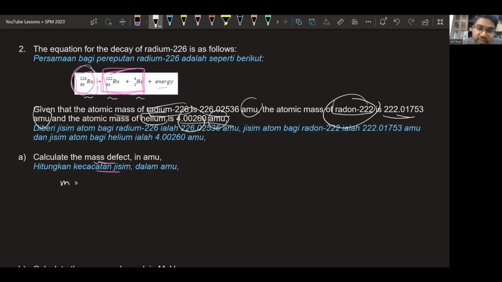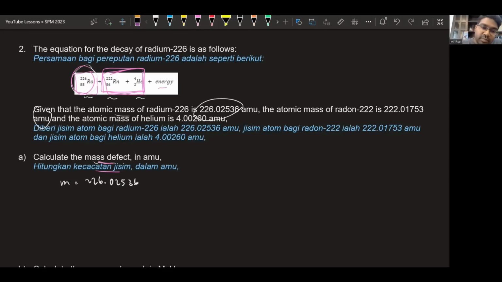So you have to take the mass of radium, which is 226.02536, this one here. And then we have to subtract the mass of radon and helium. So minus, please don't forget your bracket here. So radon will be 222.01753, and then helium as well, 4.00260. So when you subtract everything, you will find the mass defect is 0.00523 atomic mass units.